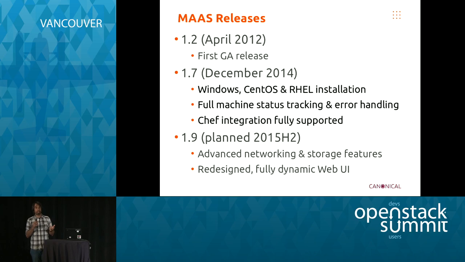We did our first release in 2012. It's the first generally available release, which was 1.2. 1.7, which was released at the end of last year, is what brought in Windows, CentOS, and RHEL installation. That 1.7 also brought full machine status tracking, and maybe I'll do a parenthesis just to talk about why that's so important in a bare metal provisioner.